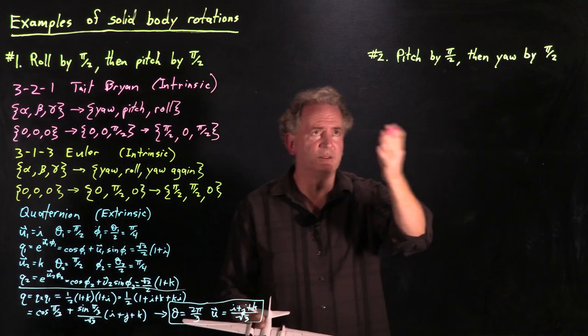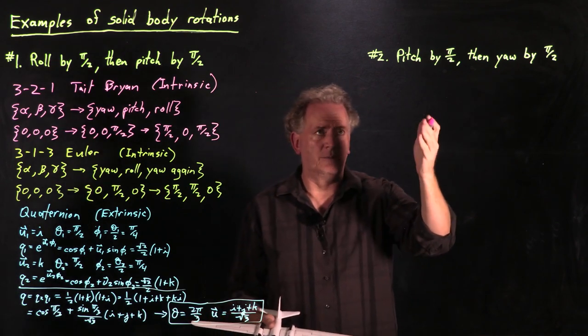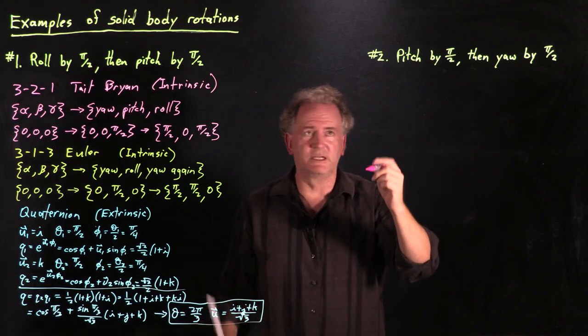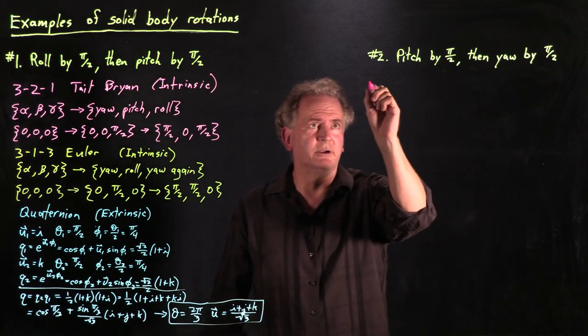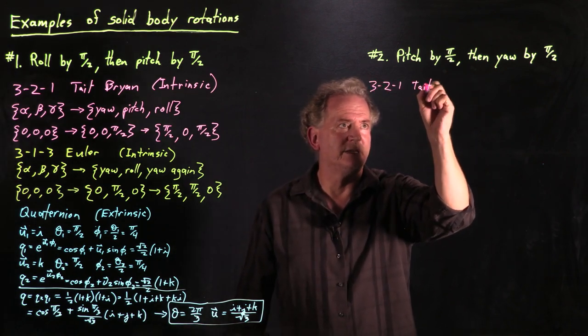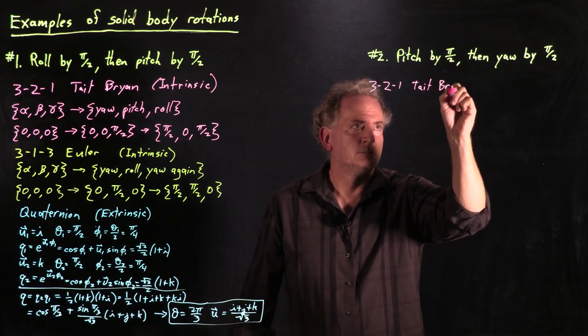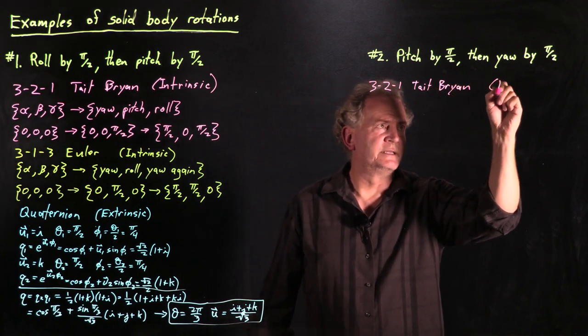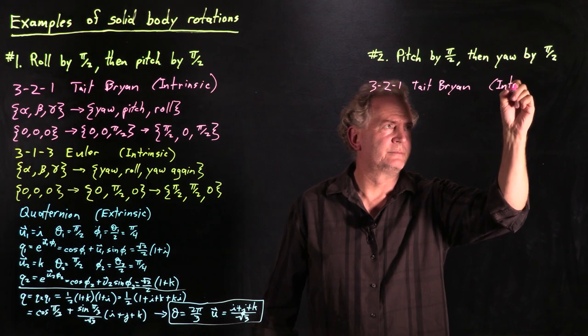So let's see what happens when we encounter singularity with a description of orientation. So first we're going to describe this maneuver using a 3-2-1 Tait-Bryan rotation sequence, as before. And again, considered in the intrinsic setting.